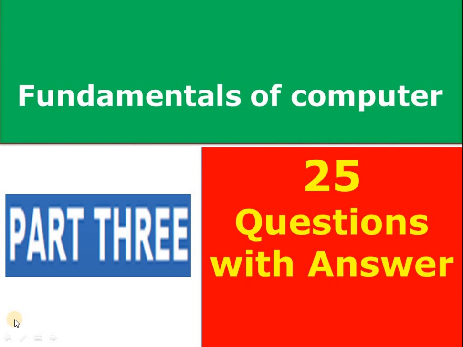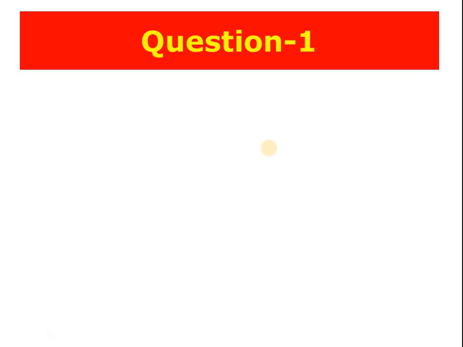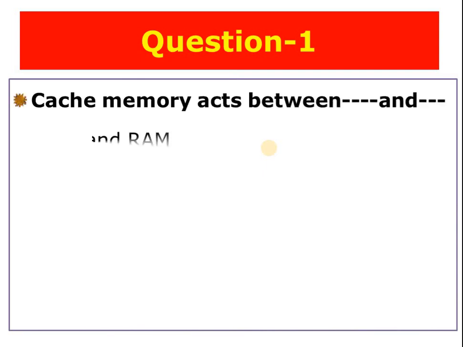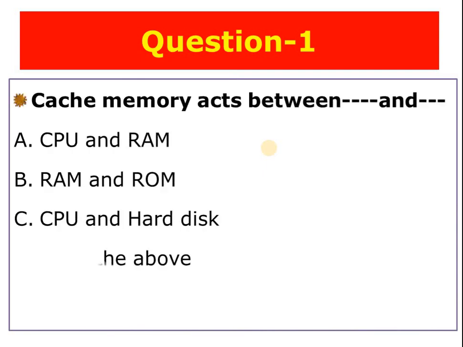The first question is question number 1. Question number 1 says, cache memory acts between blank and blank. A. CPU and RAM. B. RAM and ROM. C. CPU and hard disk. D. All of the above. The answer for this question is A. Choice A is the answer. That is CPU and RAM.